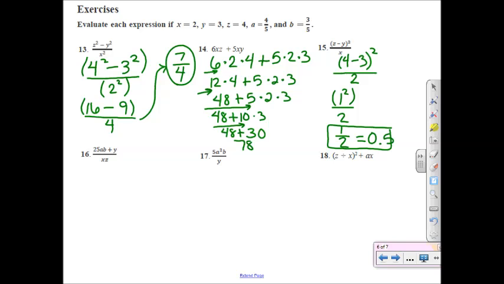Number 16, we're just going to set up number 16. And we're going to say 25 times A, which is 4/5, times B, which is 3/5, plus Y is 3, all over X is 2, times Z is 4. You do not need to solve this one.